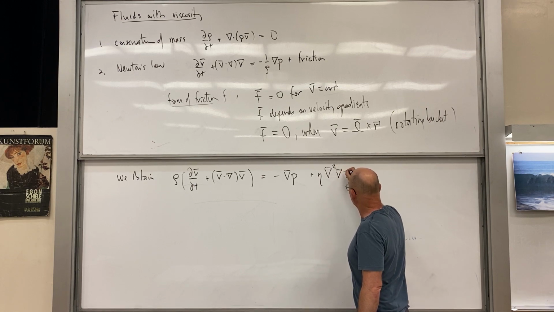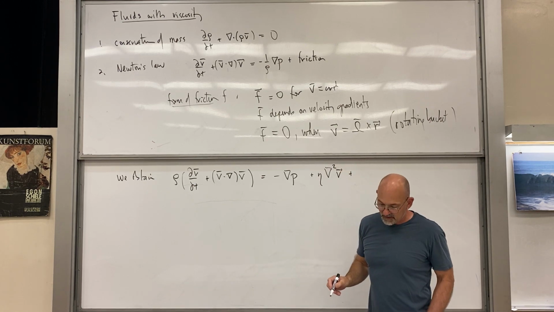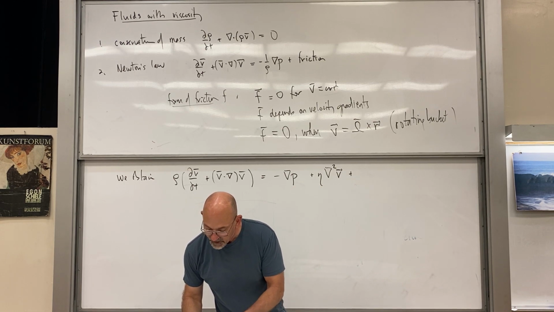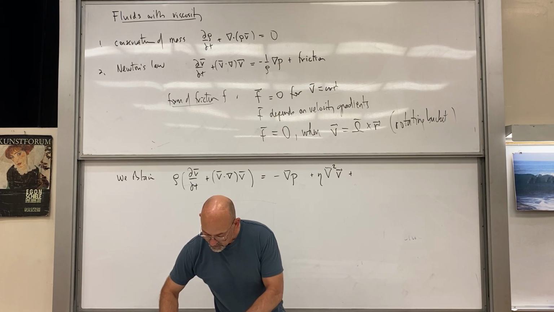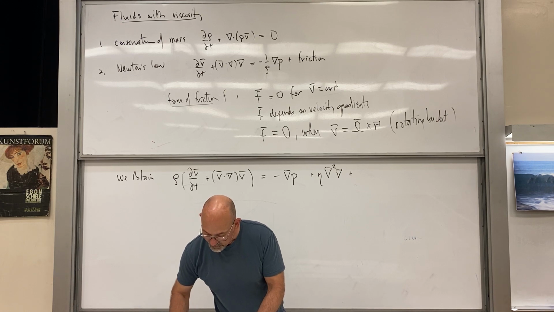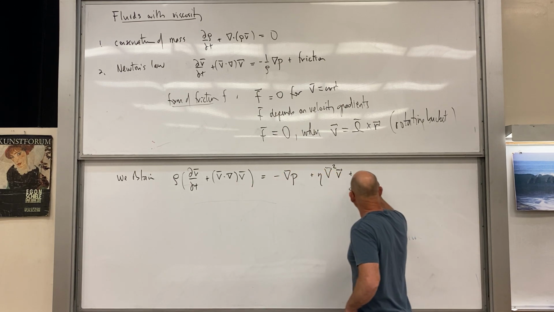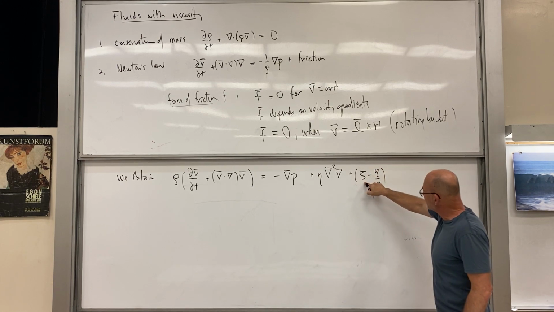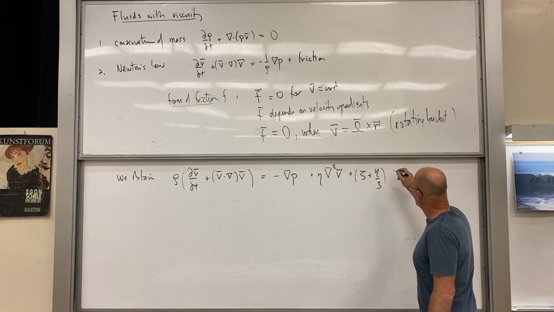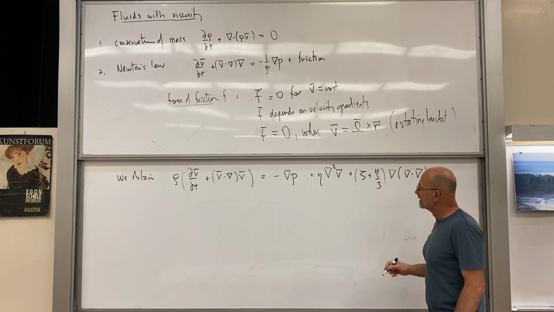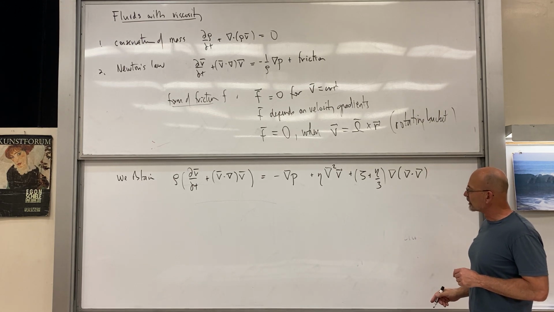del squared V, plus, and then this other one is a technical detail. So there's a second viscosity, zeta plus eta over 3. So this is a second viscosity. This is the same one that appears here. Gradient of the divergence of V. So this is referred to as the Navier-Stokes equation.